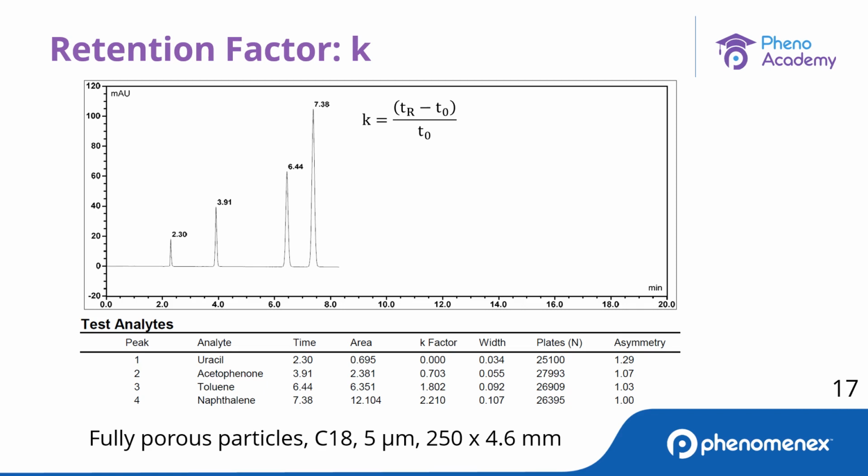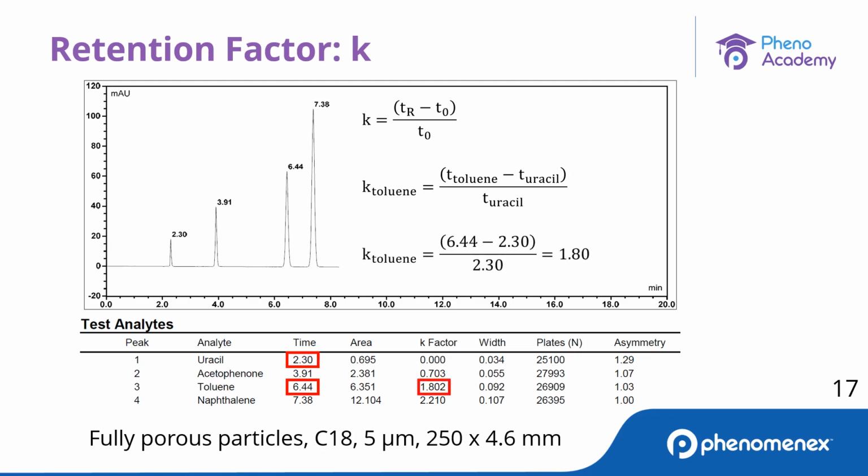The unretained compound here is uracil, the first peak, and we call that the void marker. So we are going to calculate the retention factor of toluene. For that, we take the retention time of toluene minus the retention time of uracil and divide that by the retention time of uracil. And when we do that, we get 1.8, which was indicated on the CQA as well.